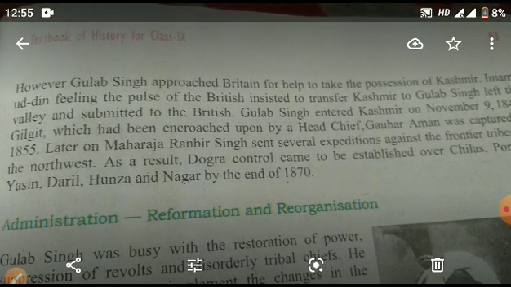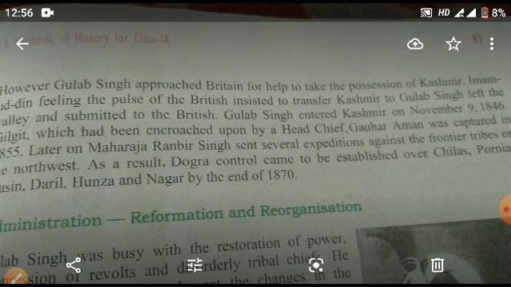But what happened there? After seeing the situation, Maharaja Gulab Singh immediately approached the Britishers for help to take possession of Kashmir. When Sheikh Imamuddin heard about the British help to Gulab Singh, he immediately fled, and Maharaja Gulab Singh entered the valley. Maharaja Gulab Singh entered Kashmir on November 9, 1846. So it was due to the help of the Britishers that he was able to enter the Kashmir Valley.